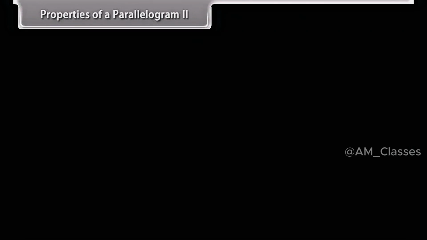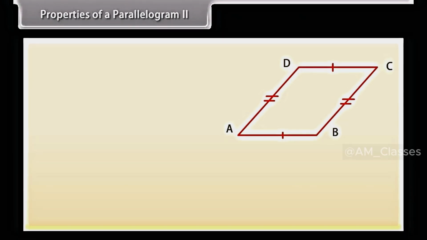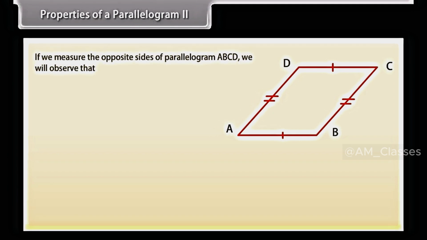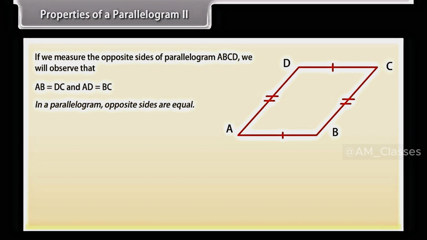Properties of a parallelogram 2. Now we know that a diagonal divides the parallelogram into two congruent triangles. If we measure the opposite sides of a parallelogram ABCD, we will observe that AB is equal to DC and AD is equal to BC, which is another property of a parallelogram. It says that in a parallelogram, opposite sides are equal.